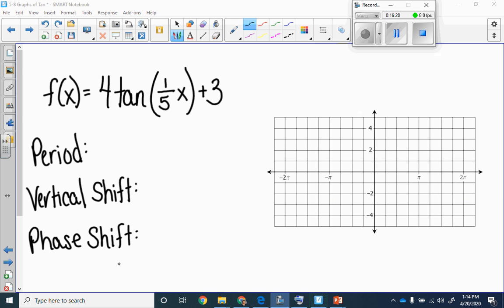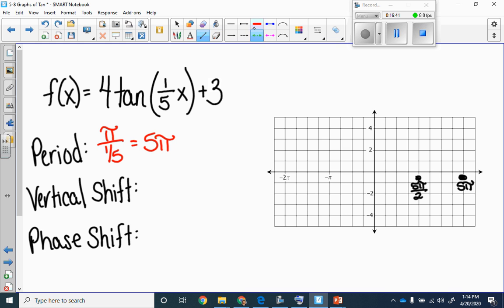Okay, so we'll try this one. This time our period, we're going to take our pi and we're going to divide it by 1/5, which means that 5 pi is going to be the length of the period. So once again, working with tangent here, I'm going to go out to 5 pi and half of 5 pi, so 5 pi over 2, that is going to be where your asymptote is located. So at a positive 5 pi over 2 and -5 pi over 2.